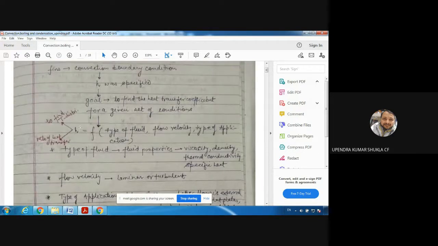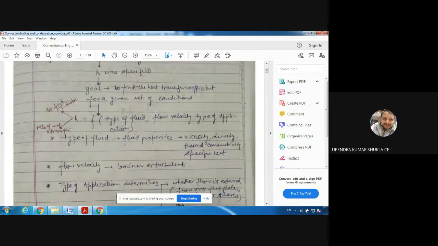Now the heat transfer coefficient h, if you recall Newton's law of cooling, is Q equal to h A delta T. So to find the temperature distribution and rate of heat transfer, you need the value of h. Now h will depend on the type of fluid, flow velocity and type of application.